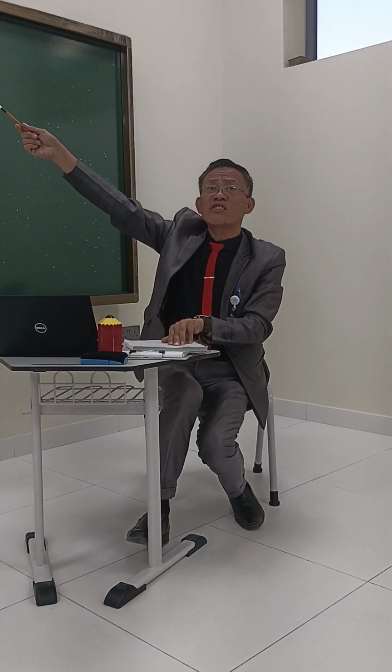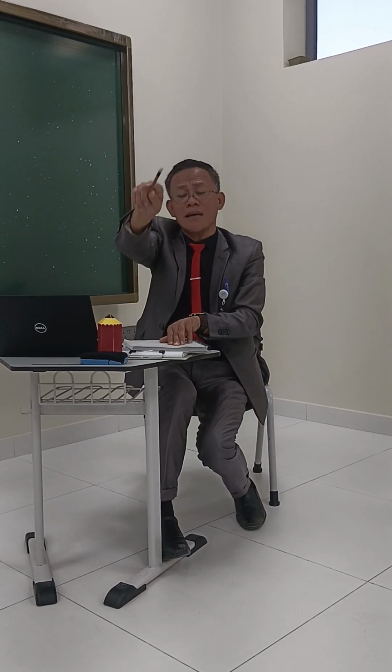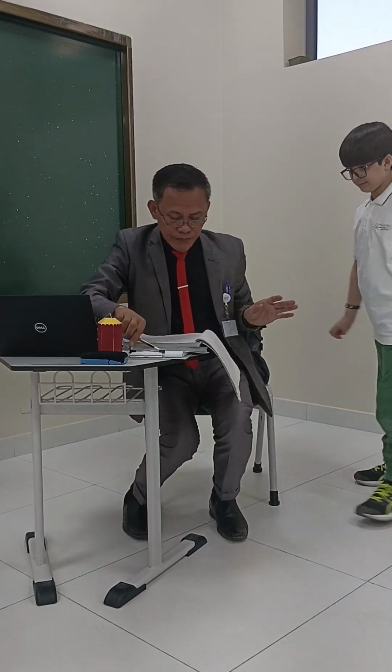I told you, please help me to copy fast. What did you write? Page 39. Explain what will happen if rules are not accepted. Very good.